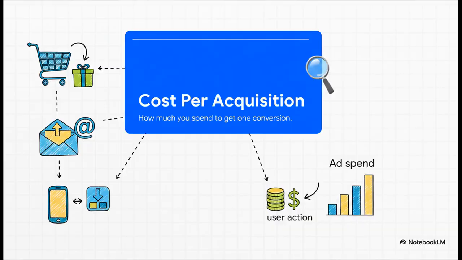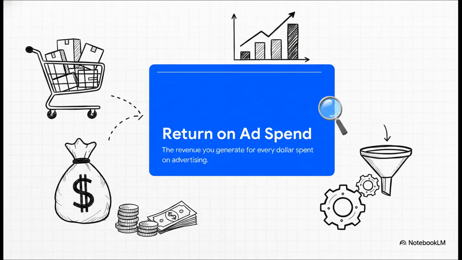Pretty straightforward. But if you're running an e-commerce brand or a direct response campaign, there's really one metric that reigns supreme, and that is ROAS, or return on ad spend. This is the revenue you generate for every single dollar you spend on advertising. It is the ultimate bottom line metric. CPA tells you what an action costs, but ROAS tells you if that action is actually making you wealthy.